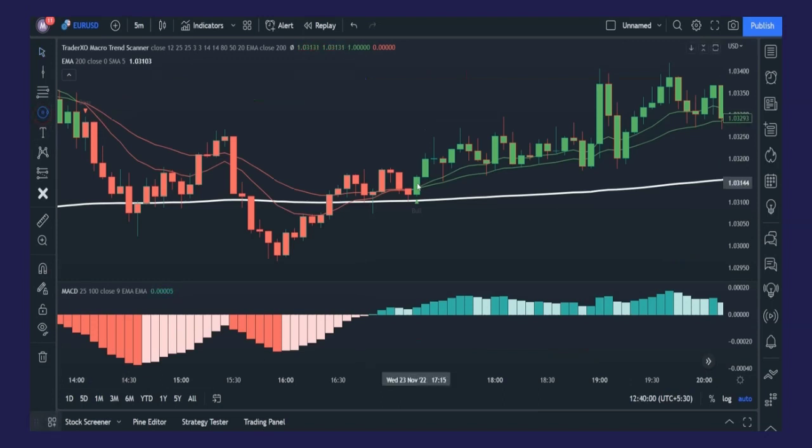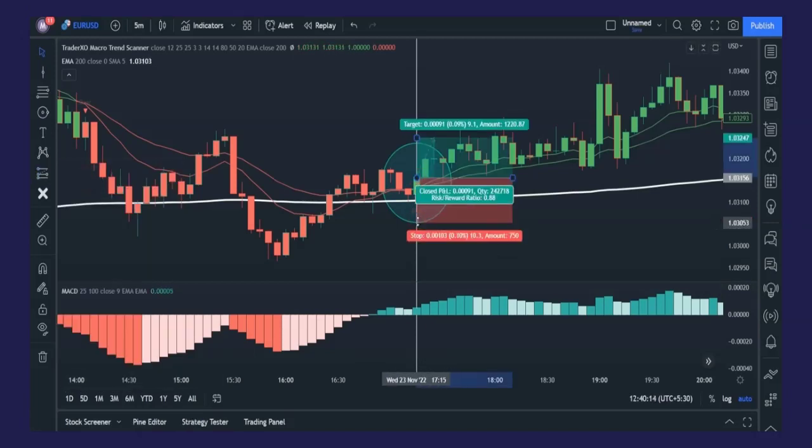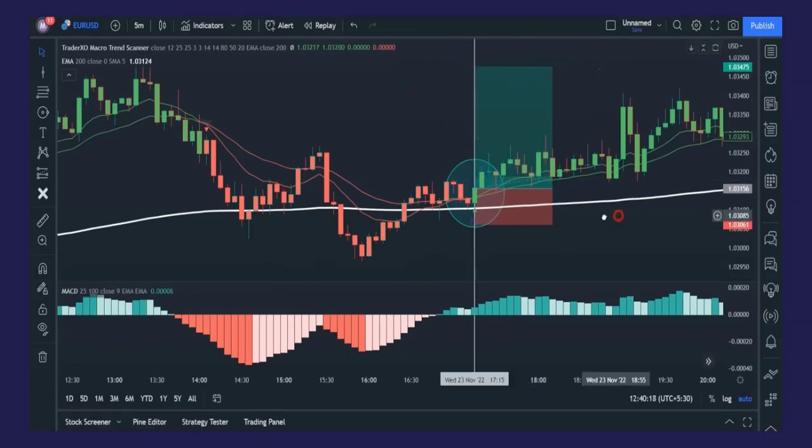Now let's test a long trade and check out its conditions. To enter a buy trade, we have to get a long or bullish signal from the Trader XO indicator, which we have got here. Next, the MACD histogram has got to be above the zero line. So the second condition is met as well. And for the third condition, our trigger candlestick should close above the moving average line, and this is true here, so we can enter a buy trade.